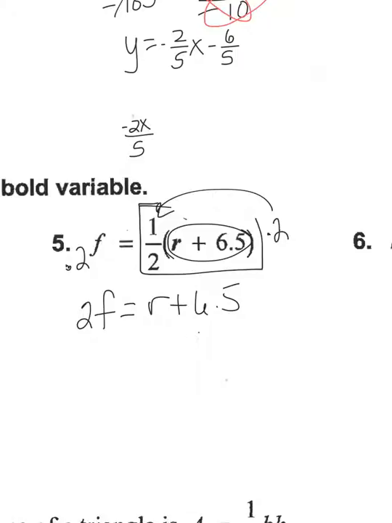So we're going to subtract 6.5 from both sides. So now we've isolated the r. And I'm going to write it as 2f minus 6.5.